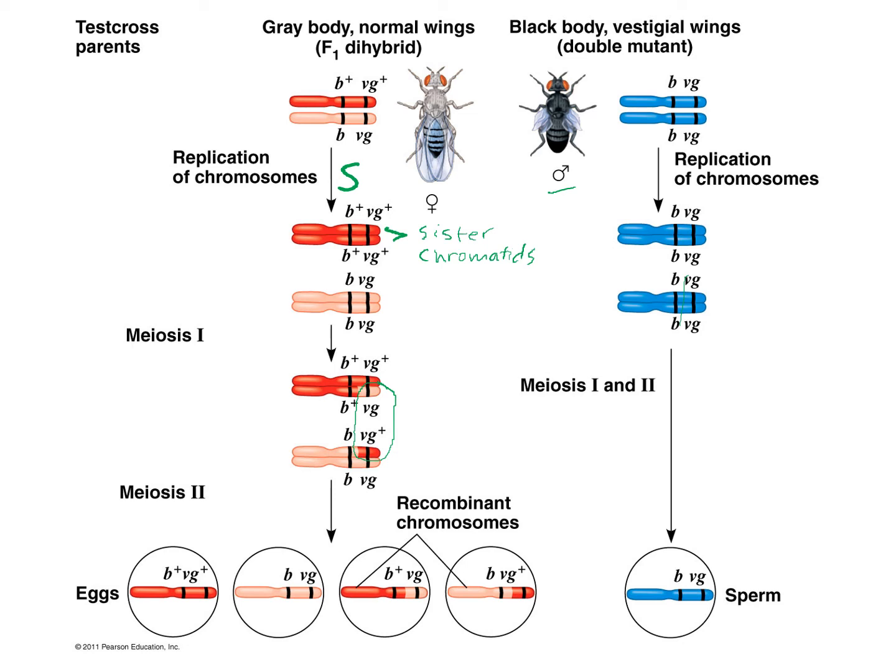So now we have new combinations. Now we can have our double normal, our double mutant, but since crossing over occurred, we now have a normal mutant and a mutant normal. And that is what accounts for those 200-ish weird combinations that we did not predict from our original Punnett squares.